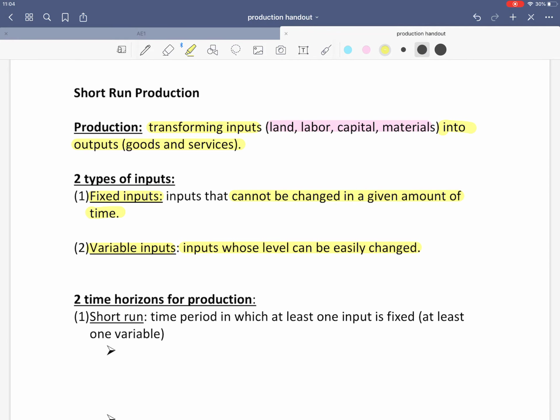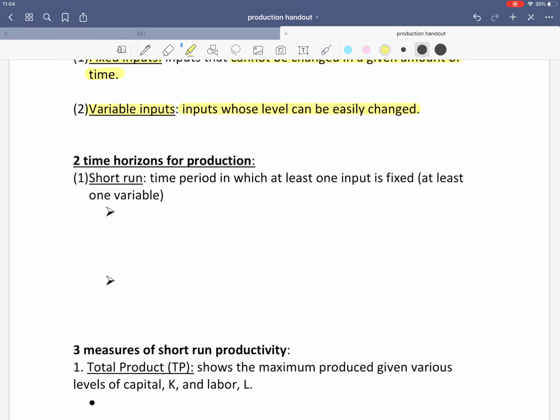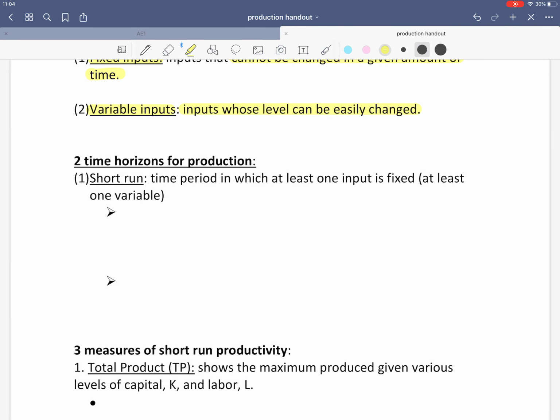Now we're going to be focusing mostly on the short run. So there are two time horizons. We either have the short run or the long run. But as I mentioned, for this semester, all we're going to be focusing on is the short run. And the way that the short run is broken down is this is going to be the time period where at least one input is fixed, and then also at least one input is variable.